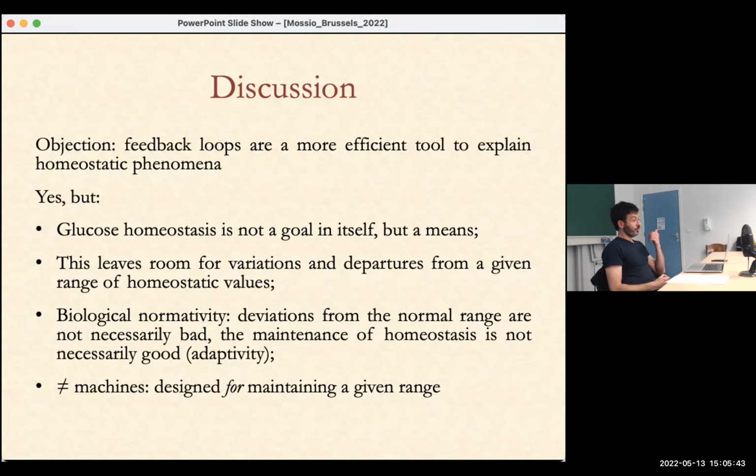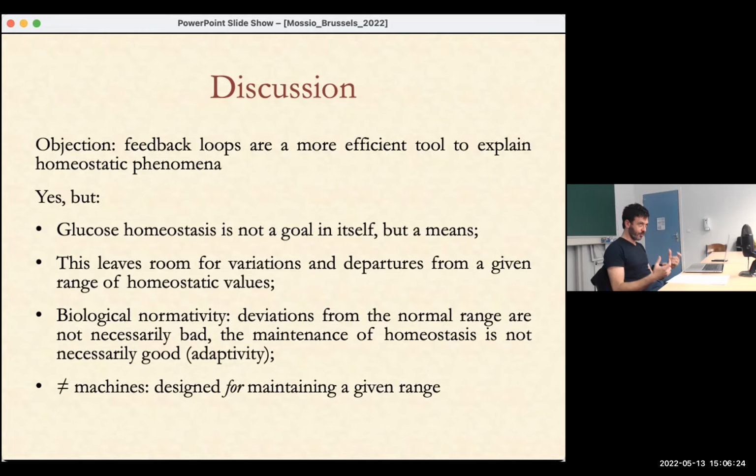It also has an implication for the normativity of biological systems, because deviations from the normal range are not necessarily bad, but most of the time are good. And the maintenance of homeostasis is not necessarily good. This goes with the idea of adaptivity, which is precisely the fact that you modify this capacity according to the situation. And once again, it seems to me that the tension with machines is clear, because machines are designed for maintaining a given range. They are designed for that purpose, which is not the purpose of organisms.